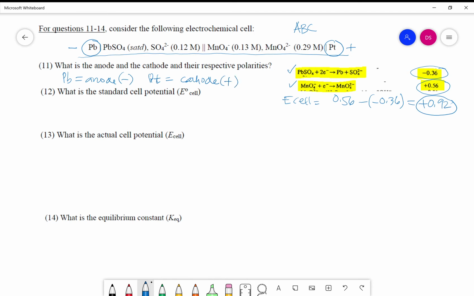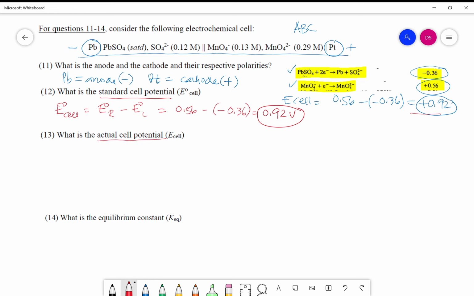Okay. Now for question 12, we have already calculated this. What is the standard cell potential E naught? So E naught cell equals E naught right minus E naught left. So your right is the manganese, which is 0.56, 0.56 minus 0.36, 0.92 volt. Okay, so that's your E naught. Now, what is the actual cell potential?